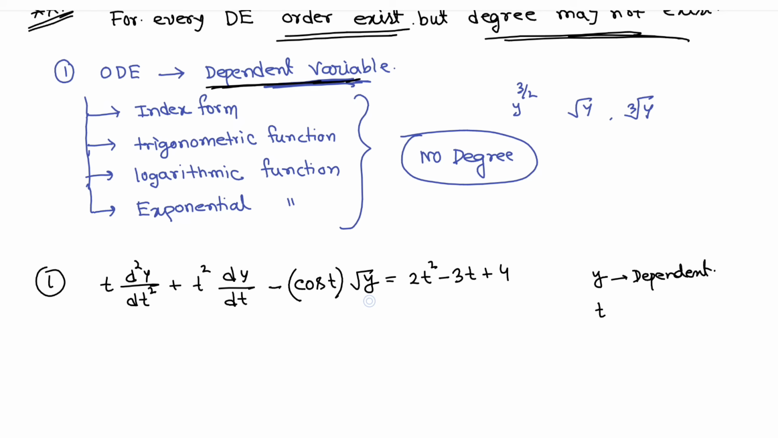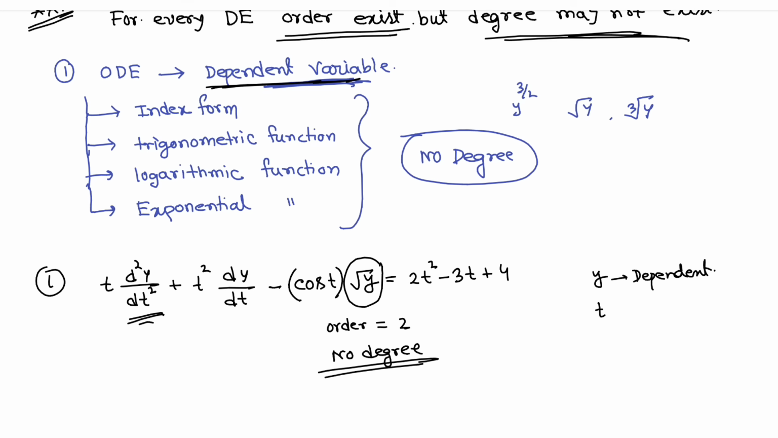Now here you can see with the dependent variable y there is an index form, root y. So in this equation, what is the order? Highest order derivative, d²y/dt², so the order will be 2, but the degree is no degree. Clear? Degree is no degree.